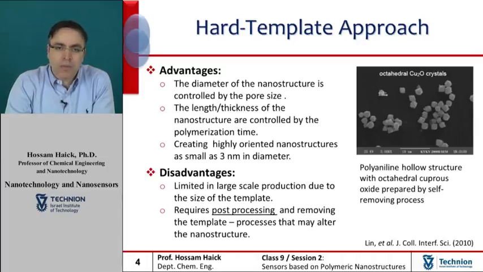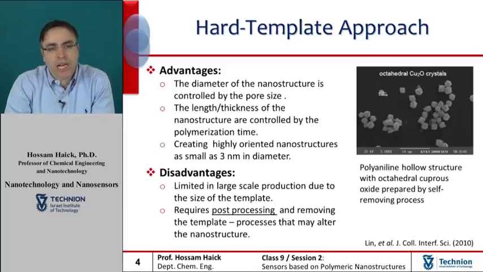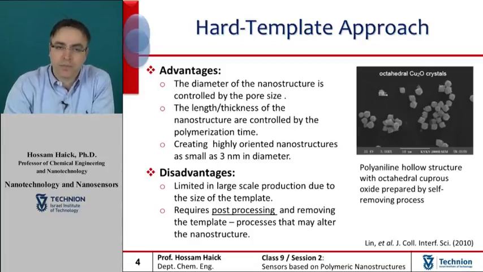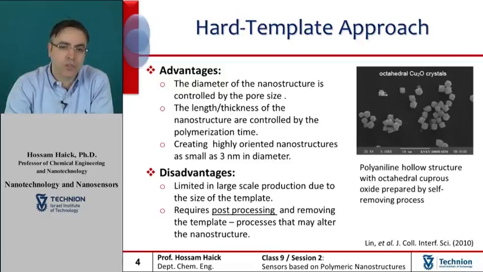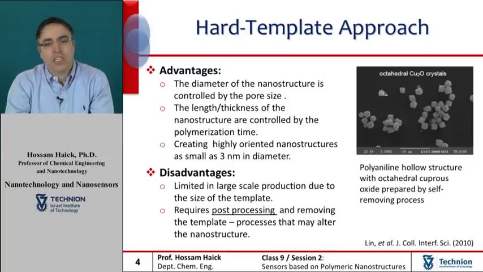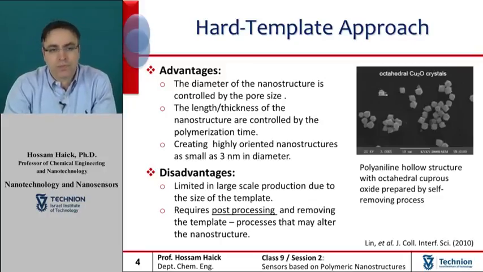The advantages of the hard template method can be summarized as follows. The diameter of the nanostructure is controlled by the size of the pores or channels in the membrane, whereas the length and the thickness of the nanostructure is usually adjusted by changing the polymerization time. For this reason, the hard template method is the most commonly used and the most efficient approach for preparing well-controlled and highly oriented nanostructures. And in this case, the diameter of the conducting polymer in the format of nanowire can achieve as small as 3 nanometers.